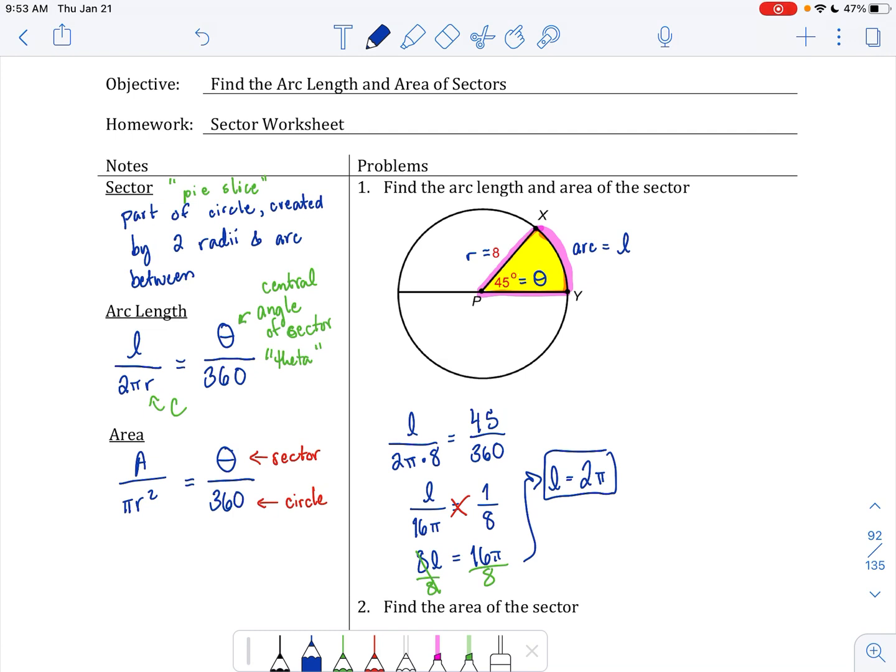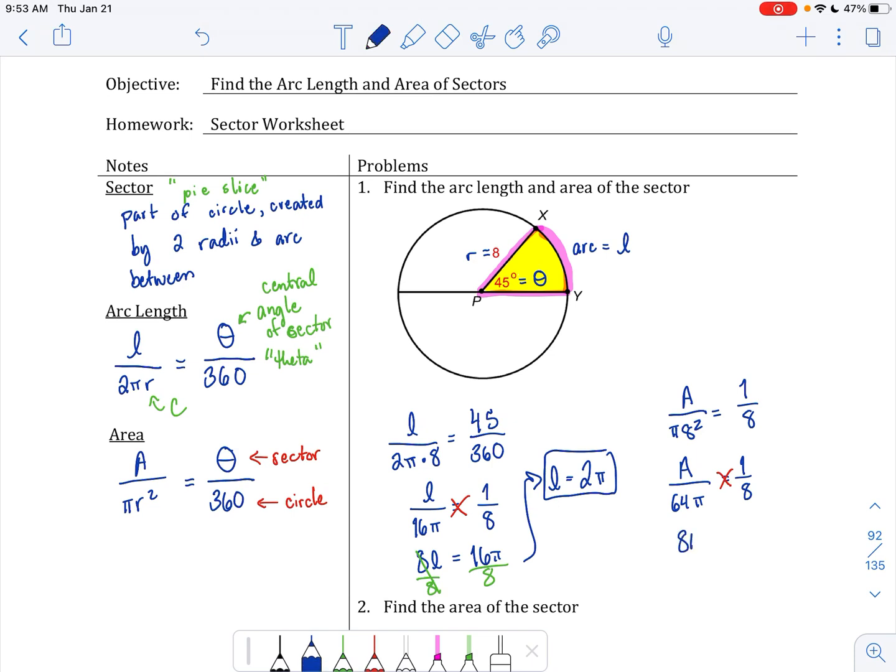Nice thing about leaving it in terms of pi, we can just leave it like that. Now, for the area, we'll use the other area formula. Pi r squared is equal to, again, 45 over 360, because the proportion stays the same. It's a sector. So in this case, I am just going to automatically use 45 over 360, which we said is 1/8, and r is equal to 8. So we end up with a over 64 pi is equal to 1 over 8.